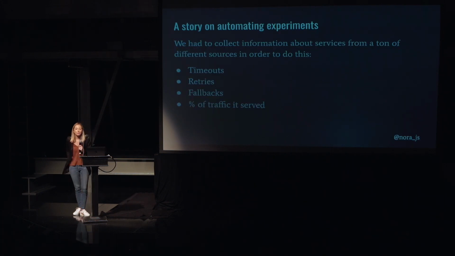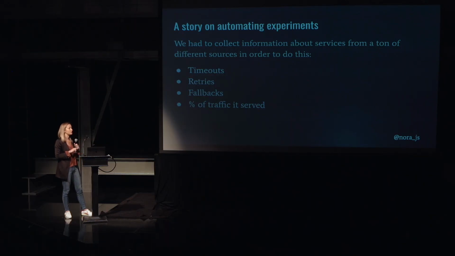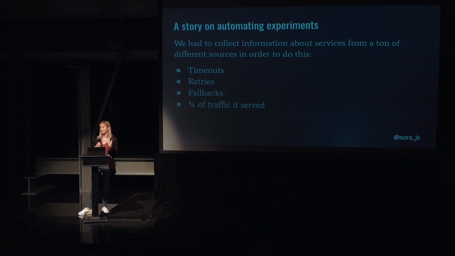So I spent a couple months, a quarter actually, designing and implementing an algorithm for what to work on. And so this is also obviously inherently biased and based on expertise about what to experiment on and what data is important to decide if a particular piece of the system is safe to fail. So we had to collect various information about services from a ton of different sources in order to do this. We had to collect information about timeouts and retries and fallback and percentage traffic it served and all this other information about the service that would give us enough confidence to say, okay, this is safe to create and run a chaos experiment on.